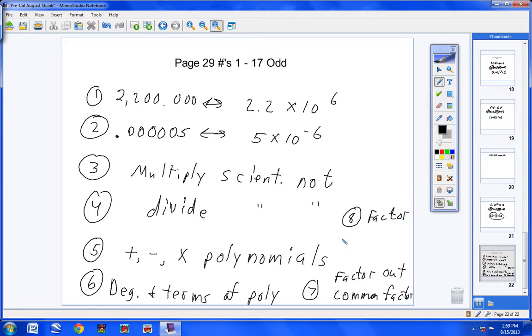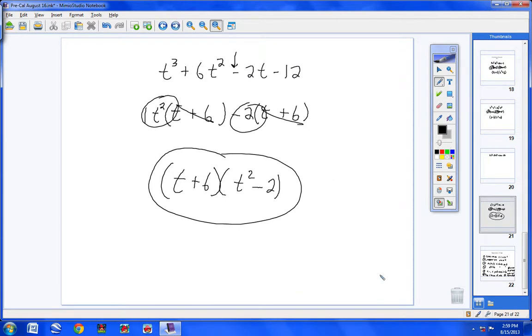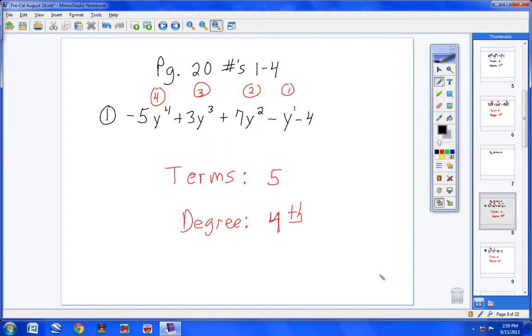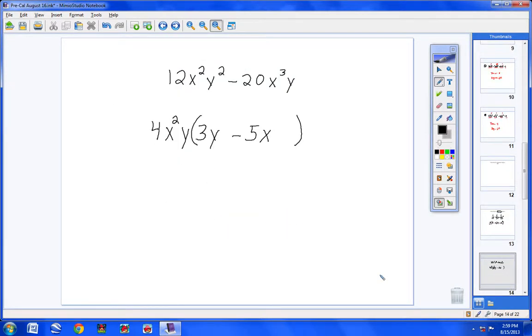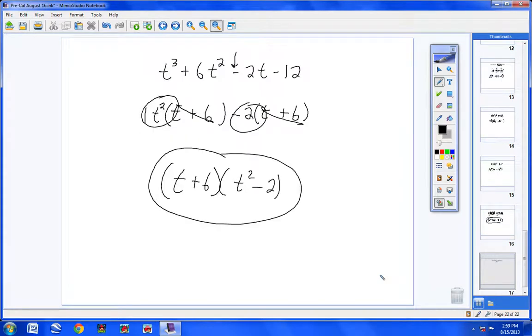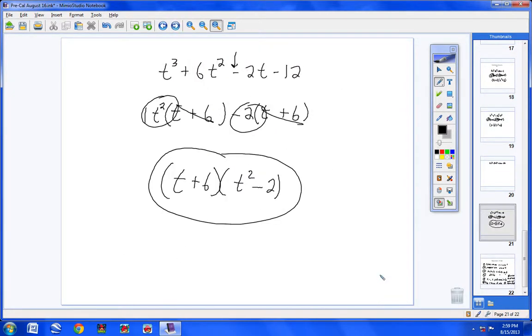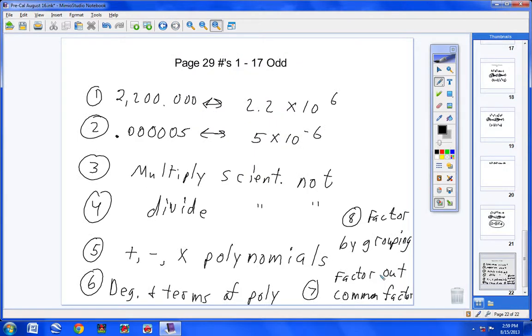So it is your job to really study. Make sure you can do all of these problems. If you have any questions, don't hesitate to call me. So number 7, make sure you can factor out a common factor. And we did that way back here, right there. And then number 8, factor by grouping. And that's what we just did, a problem like that, factor by grouping. So these are the 8 things that will be on your quiz.